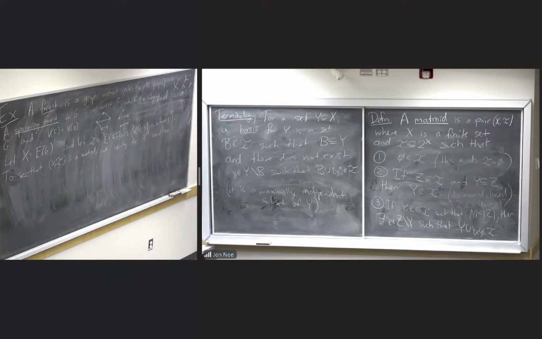Okay. So what I want to say is that if I take 2 sets of edges where each of them makes a forest, let's say these sets are called Y and Z, and Z is bigger than Y, then there should be an edge I can take from Z and add it to Y to maintain the property that it's a forest.